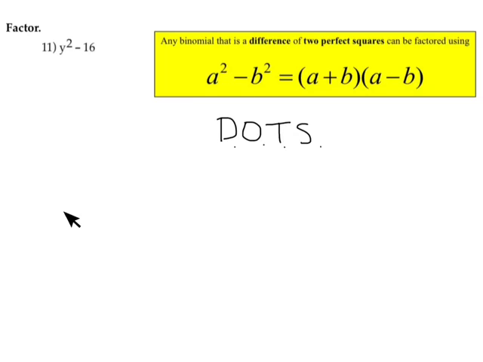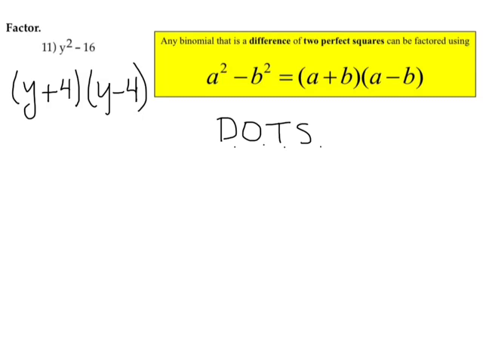So let's go ahead and take a look at our example here. We have y squared minus 16. Well, if we were to break this up, working backwards, we'd basically take the square root of each term. So the square root of y squared is y, and the square root of 16 is 4. So we have y plus 4 and y minus 4. And so it really works out just that simple.